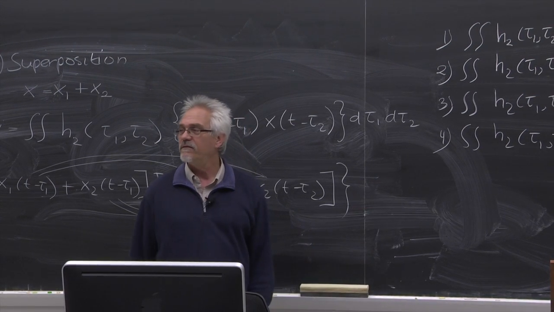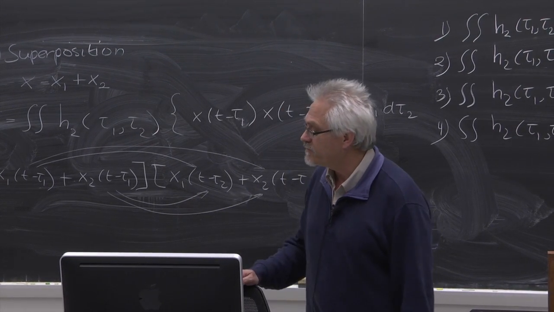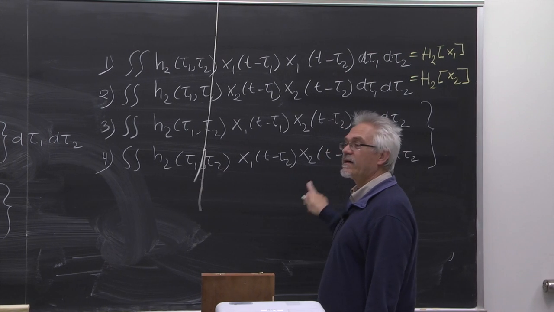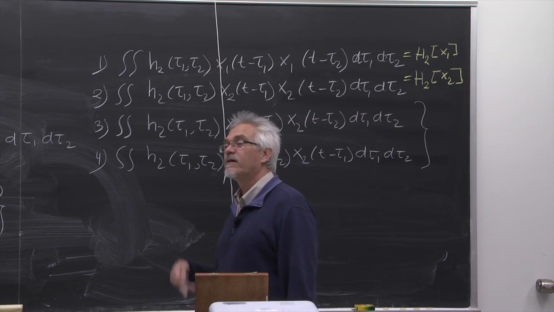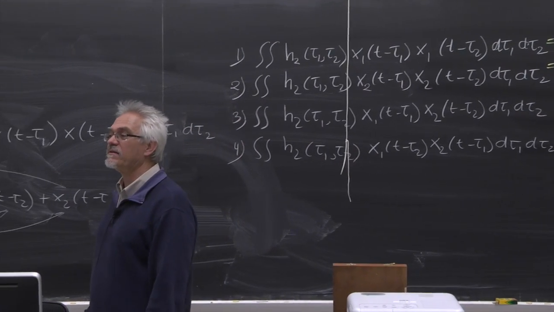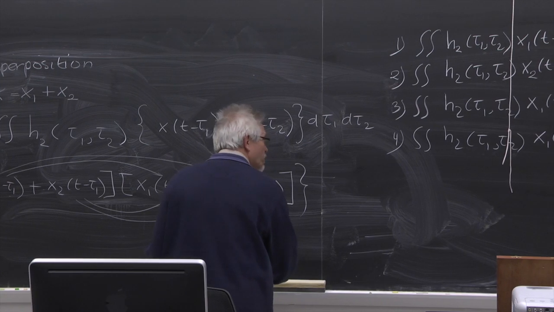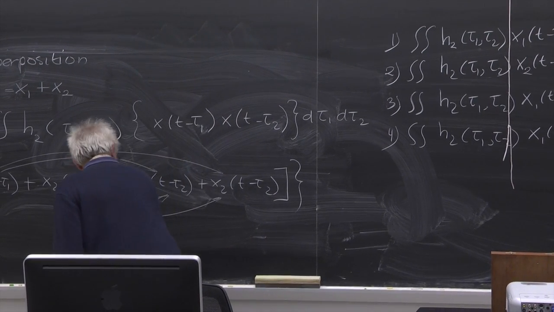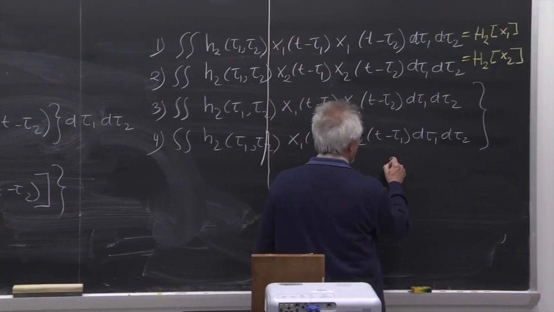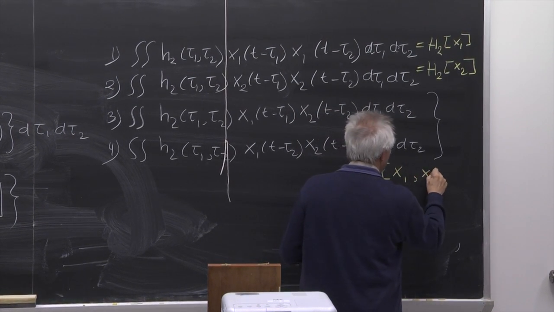And if we accept that, then I can do again the same thing, Sophia. Since these are just dummy variables, I can change tau 1 into tau 2 and tau 2 into tau 1. It doesn't really matter. And then the expression for 3 and 4 becomes identical, and in principle this thing becomes 2 times H2 of x1, x2.